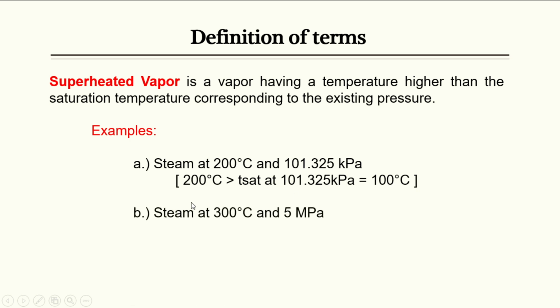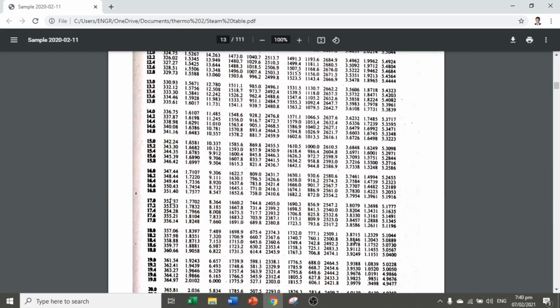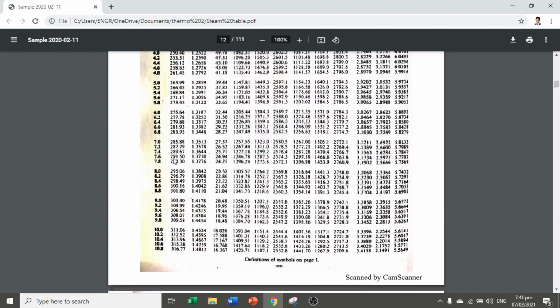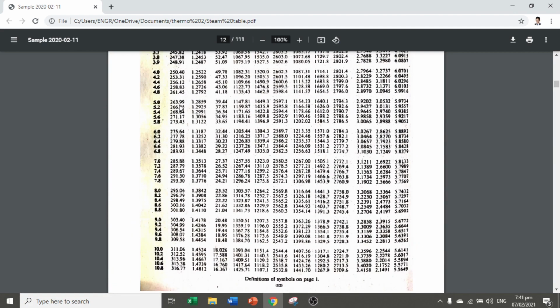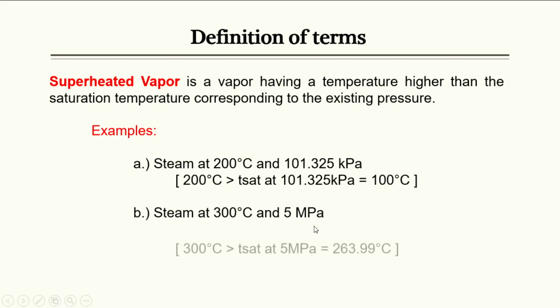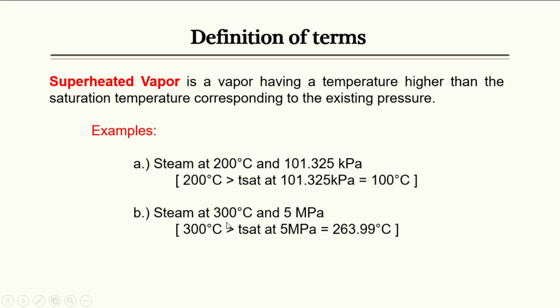Another example, steam at 300 degrees Celsius and 5 megapascal. So, check natin yung 5 megapascal sa steam table. So, kapag 5 megapascal, 263.99. So, mas malaki yung given natin. Mas malaki yung temperature niya kaysa dun sa saturation. Therefore, superheated vapor ang tawag doon.